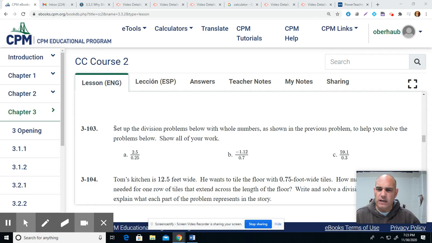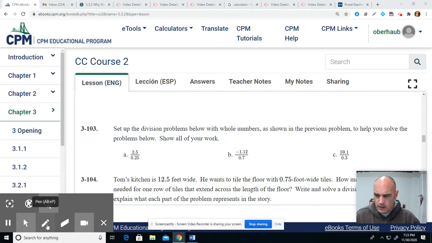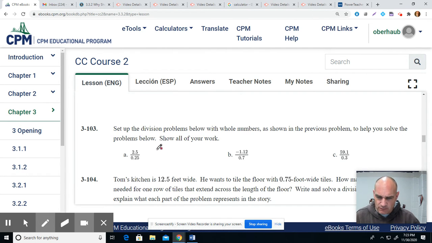Okay, question 103. Set up the division problems below with whole numbers, as shown in the previous problem. To help you solve the problems below, show all of your work. All right, so I'm just going to set them up and then I'm going to leave it to you to do the long division. So first of all, remember the top number always goes inside.